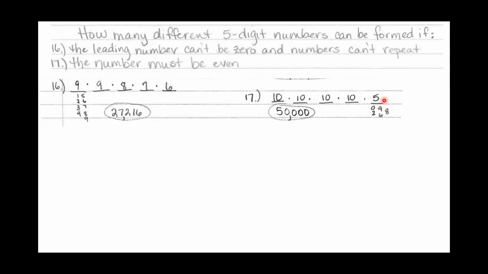So think about your even numbers: 10, 12, 14, 16, 18, 20, that kind of thing. So there would only be 5 possibilities for this last number that will make it even. So we could say 10 times 10 times 10 times 10 times 5, and that would give us 50,000.